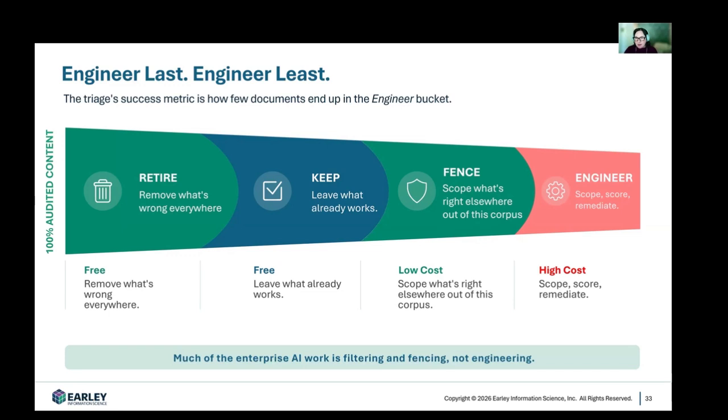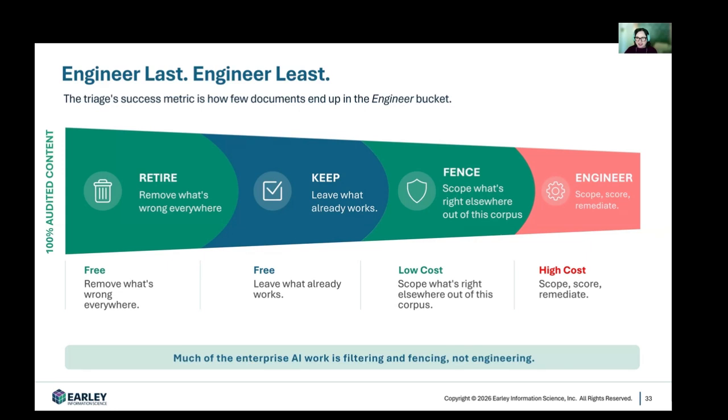So a quick example might be a regional underwriting guideline that's accurate for the West Coast, but wrong for the Northeast. Doesn't need to be deleted or rewritten. It just needs to be fenced off from the Northeast use case, right? Tag it, constrain retrieval. That document is back to being useful for the right people. And then that last bucket is engineer. So you want to scope, score, remediate. Has a little bit higher cost. This is the bucket you want to be small.